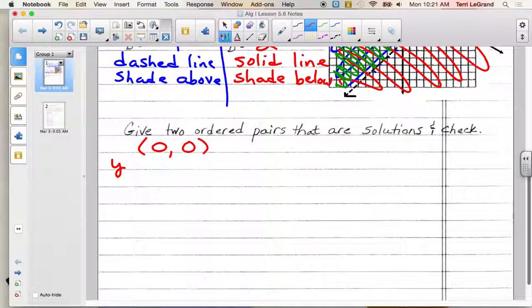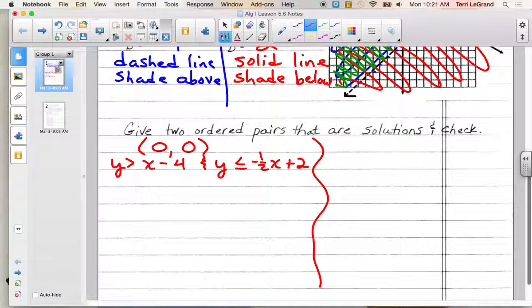Y is greater than x minus 4. And then we also need to check it in our other one. Y is less than or equal to negative 1/2 x plus 2. We want to leave ourselves enough room to do another one over there too. So 0 is going in for y, and 0 is going in for x.